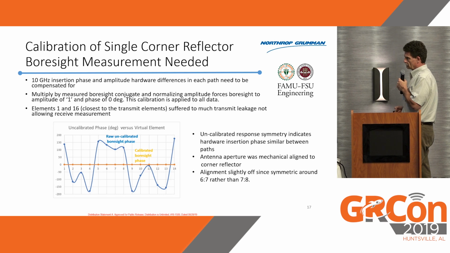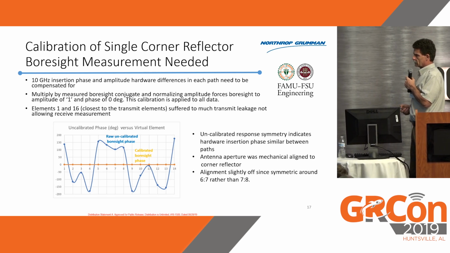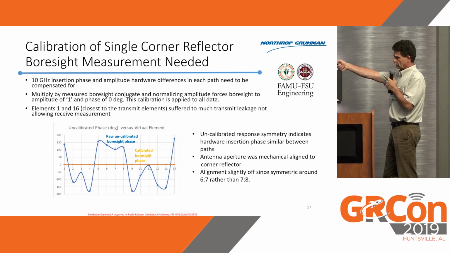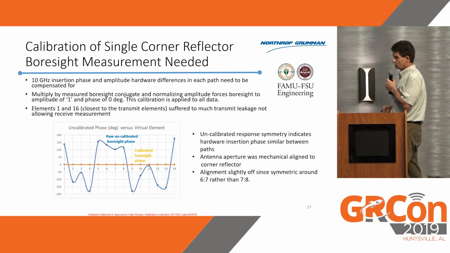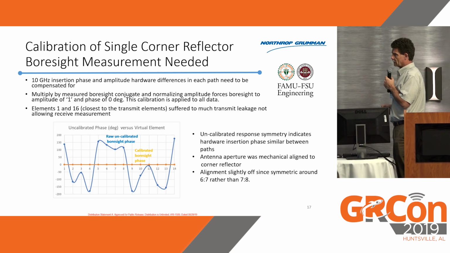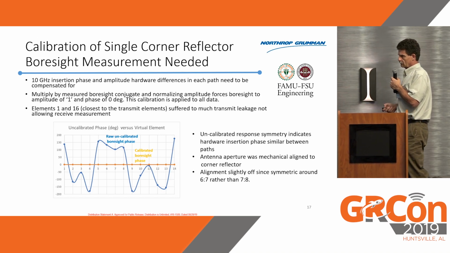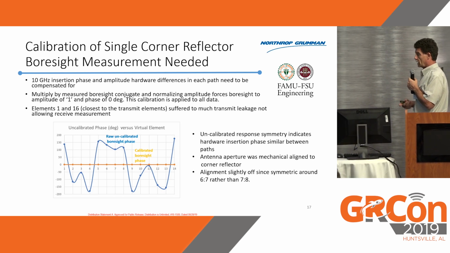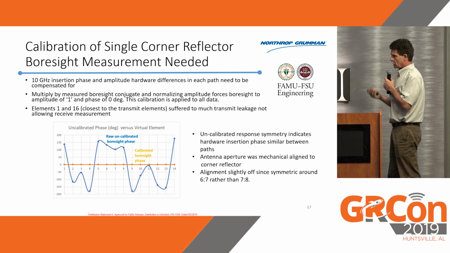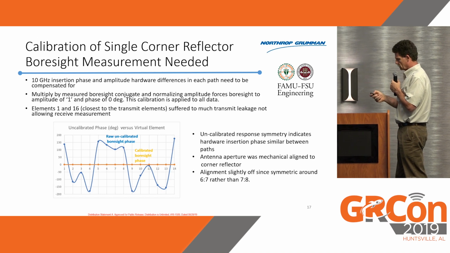So I neglected to mention that earlier. This phase response for each element represents the measured phase of a corner reflector at bore site. And so since that's at bore site, you have to make those amplitudes all equal and have zero phase. So all you do is you take each one of these points, multiply it by the conjugate to get rid of the phase, and then divide it by itself to get equal amplitude. And then you take that conjugate multiply and you do that to all future data. And that calibrates you to bore site at 0 degrees.